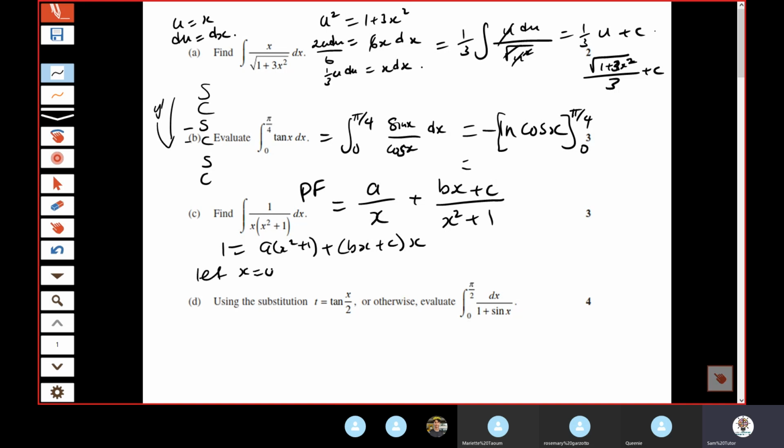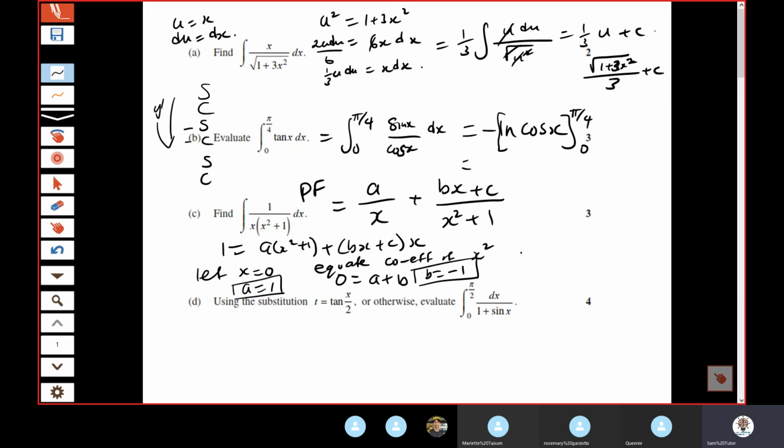So in this case, let x equal to 0. That's all gone. 0 plus 1 is 1. I think we get a equals to 1. At this stage, I usually would equate coefficients of, probably x squared. There's no x squares here. There's an a here. There's a b here. A is 1, that means b equals -1.